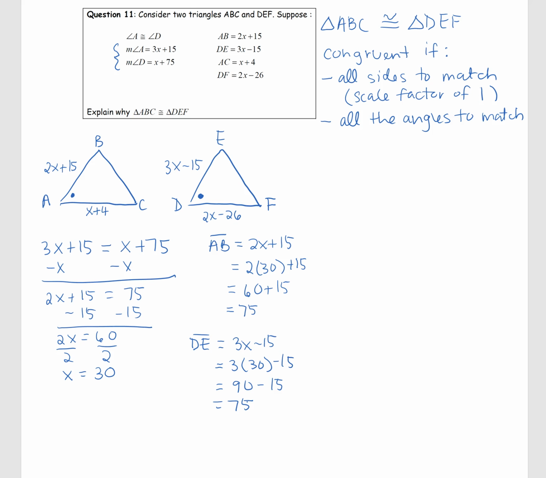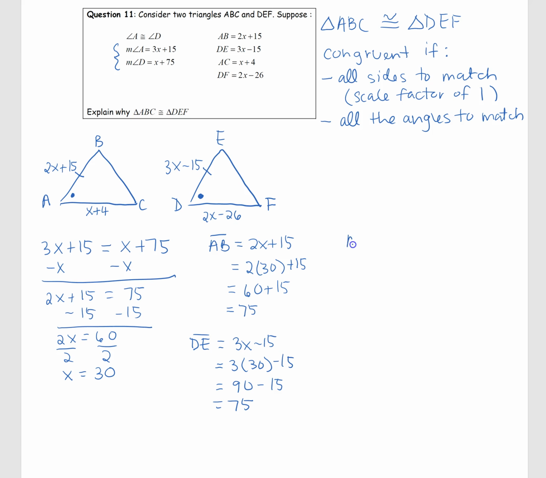So we've shown that side AB here is equal to side DE here, because they're both equal to 75. So now we know that one angle is the same between these two triangles and one side is the same, but let's see if we can figure out another similarity between them.